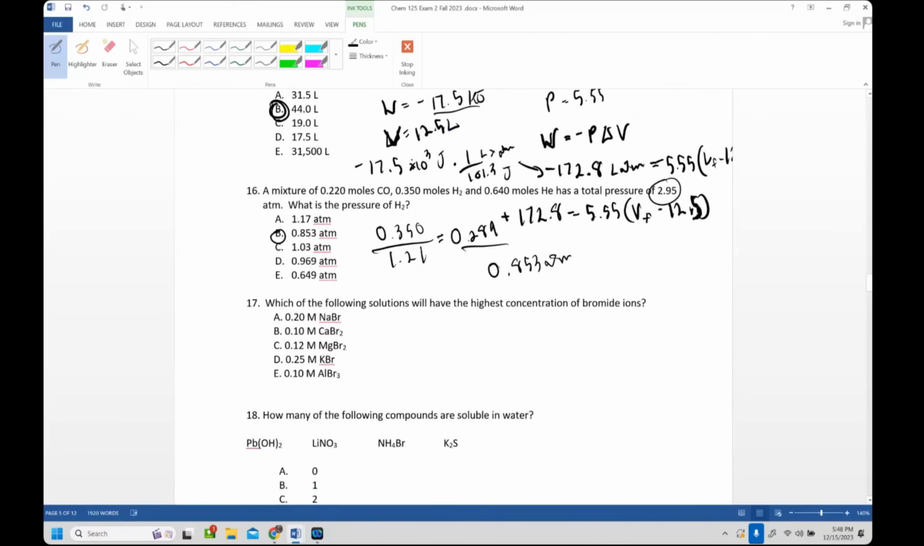Okay, next. Which of the following solutions will have the highest concentration of bromide? All right, this one's not too bad, just like the question we saw before. A will have 0.2 molar times 1 bromide, so that's 0.2 molar bromide. For B, we'll have 2 bromides at 0.1 each, so that's again 0.2 of bromide. For C, we have 2 bromides at 0.12 each, so 0.24 of bromide. D has 1 bromide, but it's 0.25, so 0.25 bromide. And then E has 3 bromides at 0.1 each, 0.3 bromide, so the answer is E.